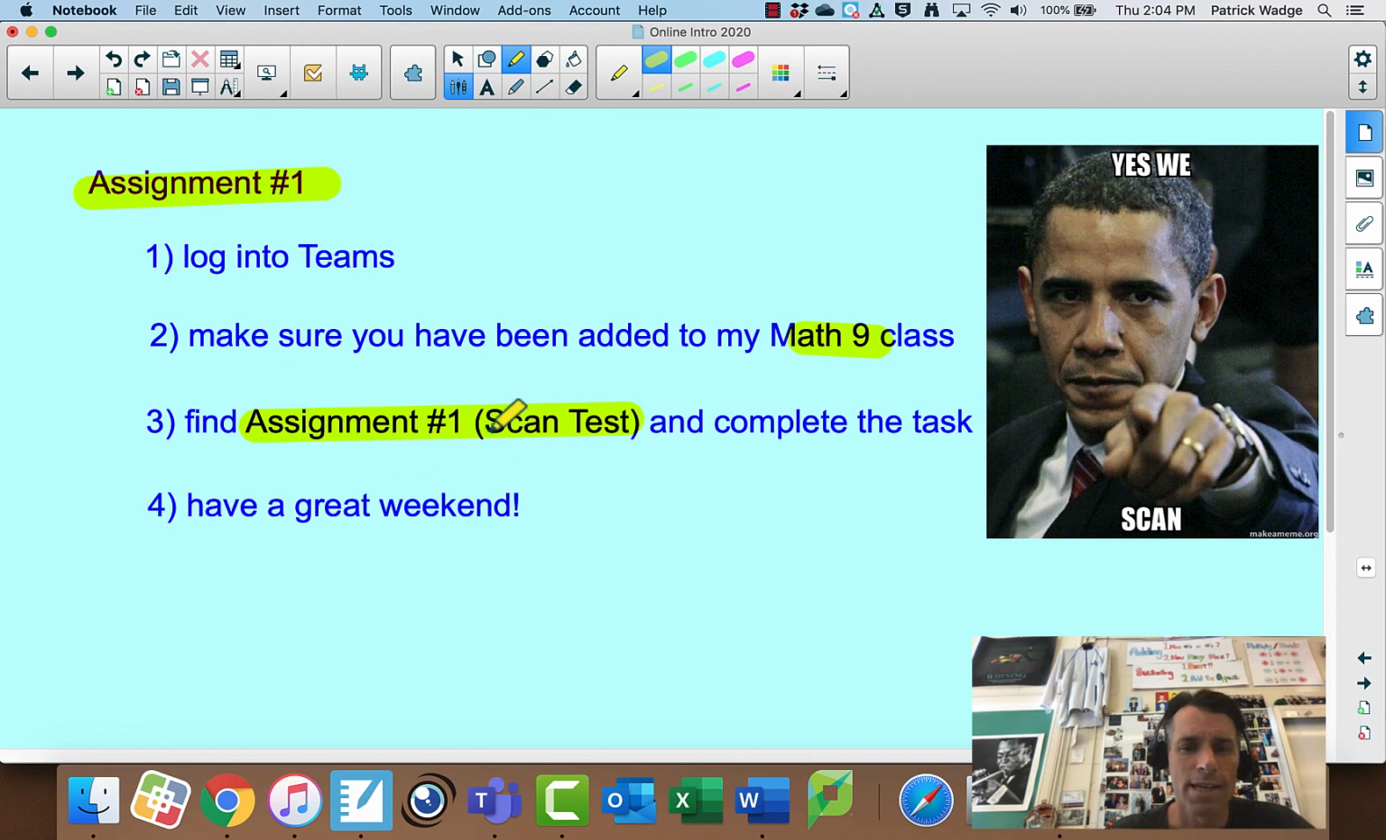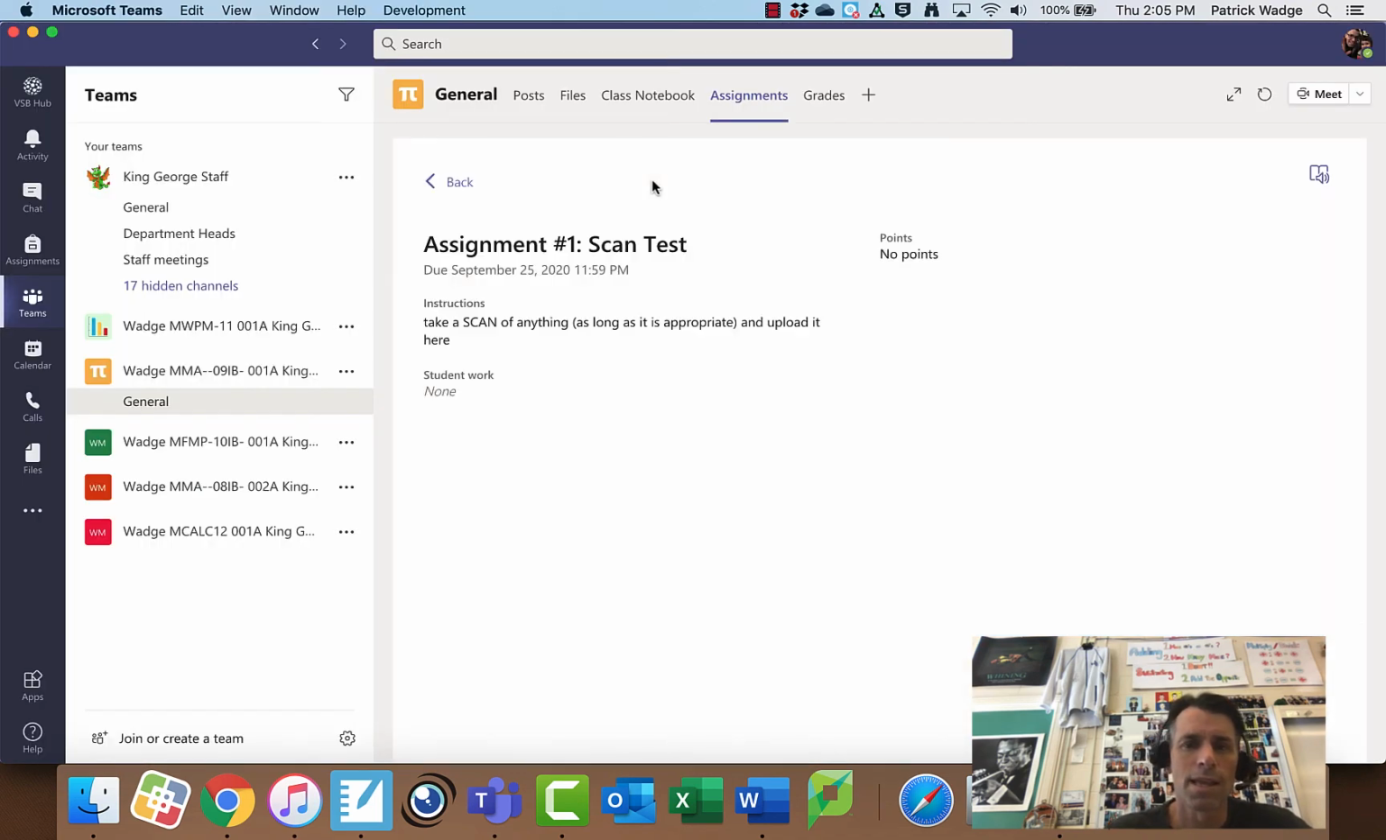So what is this scan test? It looks something like this. It says, take a scan of anything as long as it's appropriate and upload it here. You're just going to upload it into the assignment spot. I don't have this here because I'm not a student, but where you see your assignment, it should have some button that says upload. And I want you to take a scan, please.